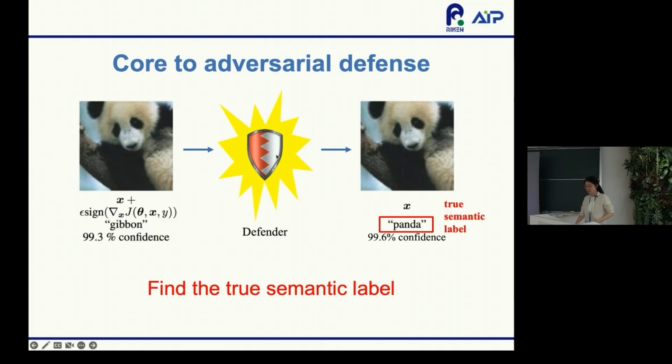So basically, even given this attack example, where deep learning models can classify that as a gibbon with very high confidence, after the defender we designed as a model, we can still identify this image correctly with its true semantic label as a panda, also with very high confidence. So how to find this true semantic label becomes the key goal or task for today. Any questions here? Are we on the same page?